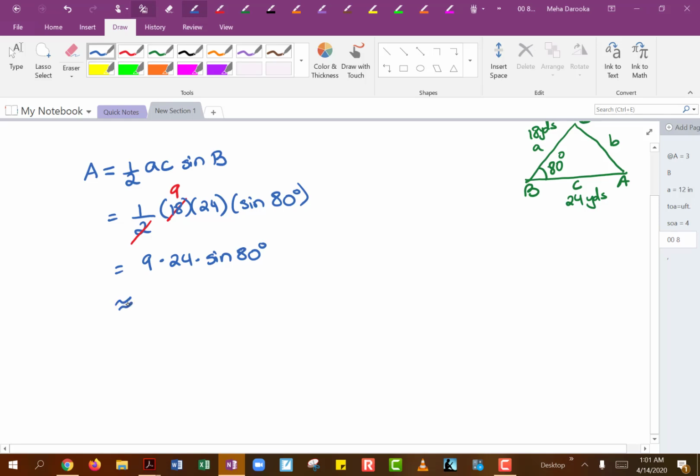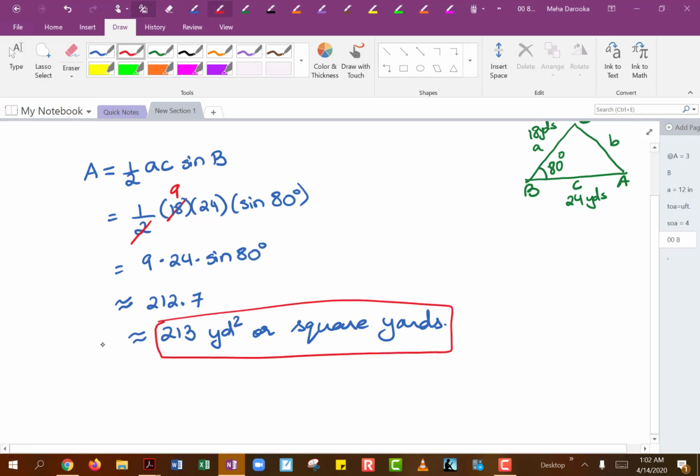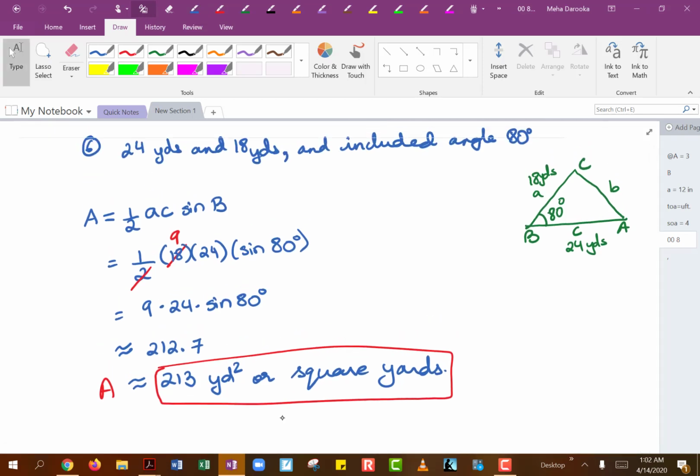So this comes out to be approximately 212.7. So rounding it to a whole number, we can say this is 213 square yards, however you want to write that out. Okay, so this is going to be the area of our triangular lot. So not too bad. Okay, so kind of look through that.